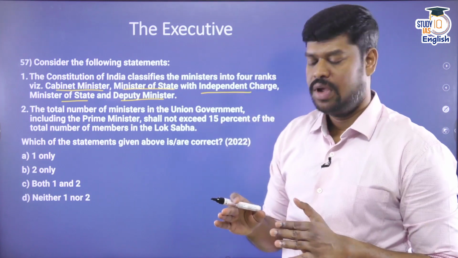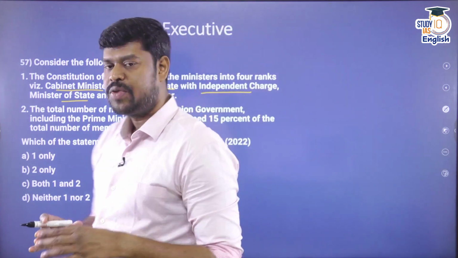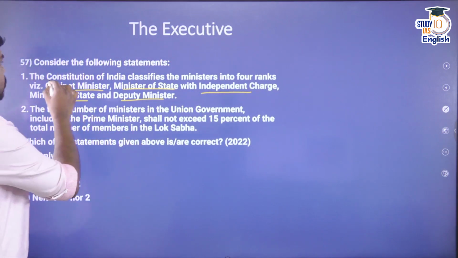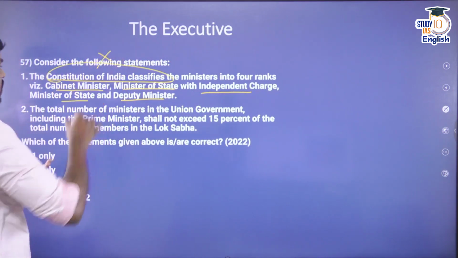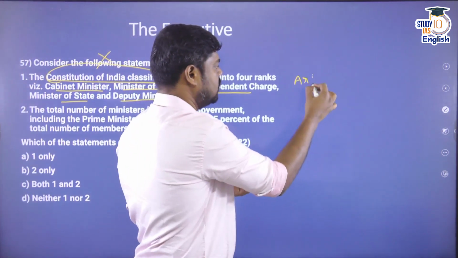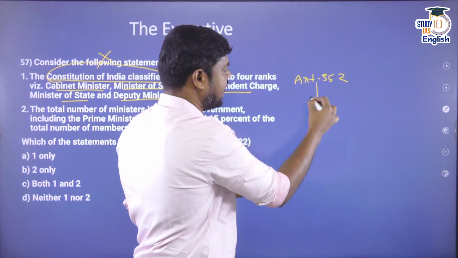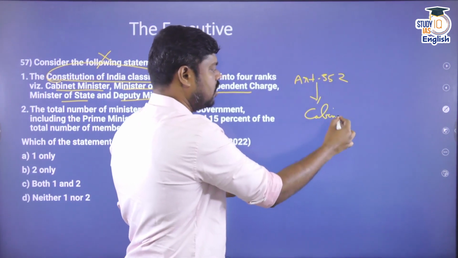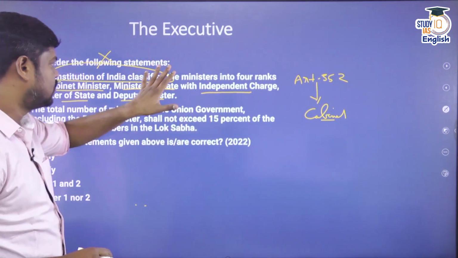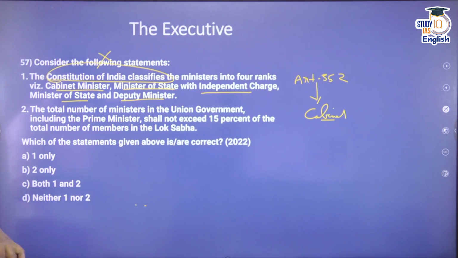All these things are true, but look into the statement. The statement is saying that the Constitution of India classifies. The Constitution of India nowhere talks about all those things. In fact, there is only one article, that is Article 352 of the Constitution, where there is mention of the word cabinet. But no other word is mentioned in the Constitution. The Constitution does not deal with all those things. So this particular statement is wrong. Statement 2.